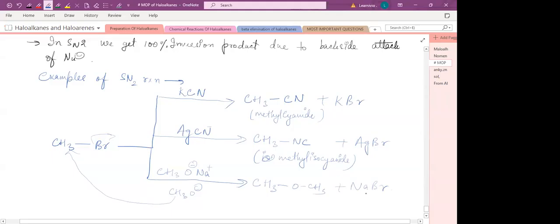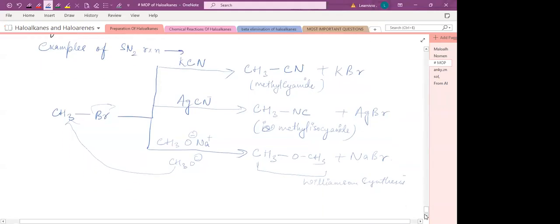Yeah, and this reaction is basically known as Williamson synthesis, right? When you use CH3ONa, it is basically a preparatory method of the ether from your haloalkane. So this is your Williamson synthesis. Yeah, so these are some examples. Now let's see what are the factors that affect the SN1 and SN2 type of reaction.